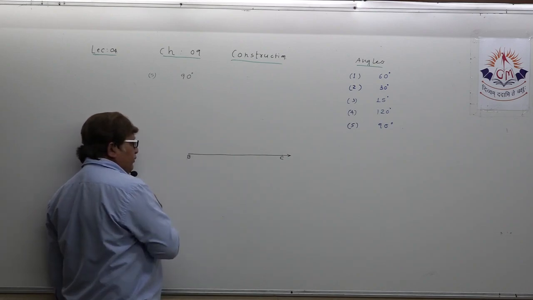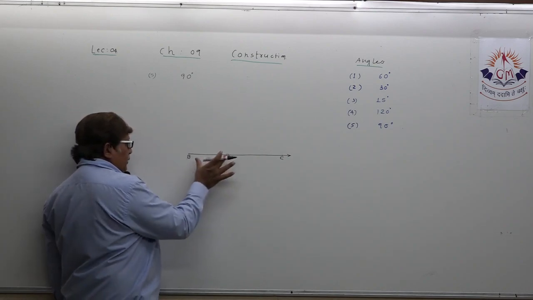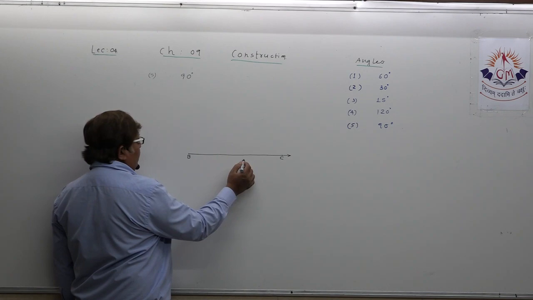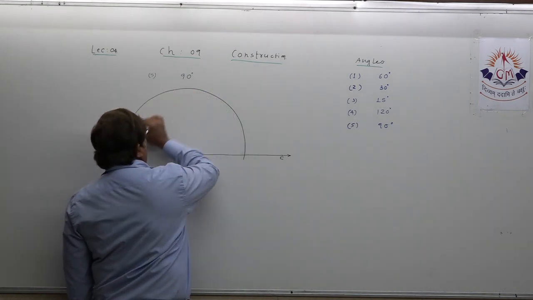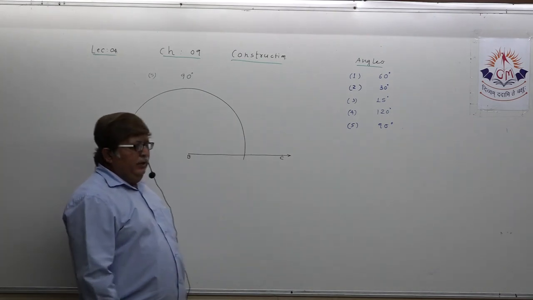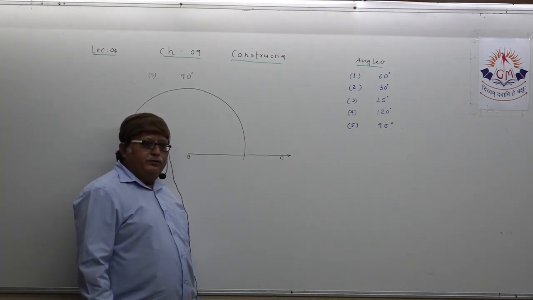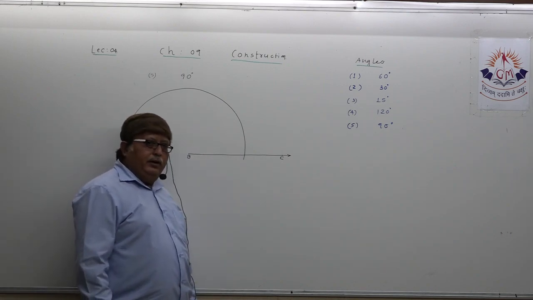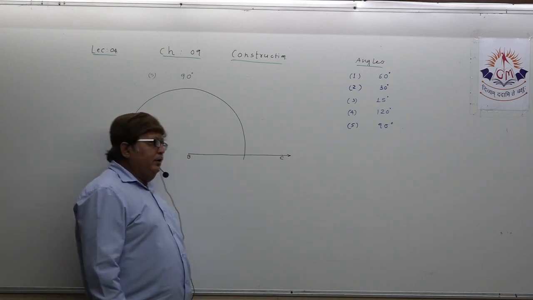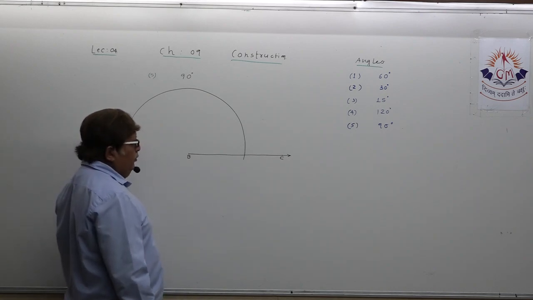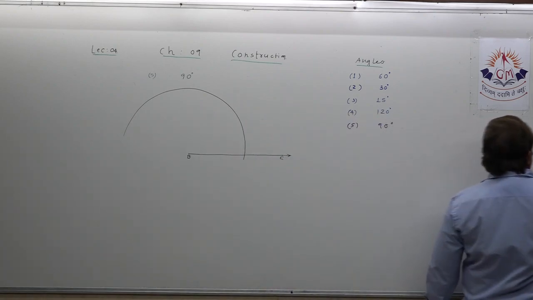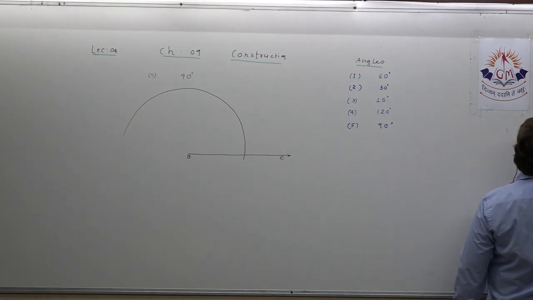Center your compass at B, taking some appropriate radius, draw an arc, okay? Taking some appropriate radius, you have to draw an arc. After drawing this particular arc, now what you have to do, just first you do this much, okay? And then we are moving ahead to understand what to do, right?